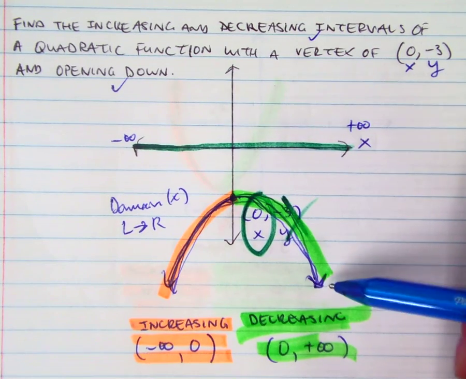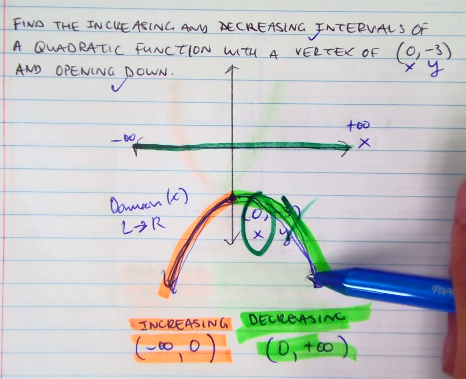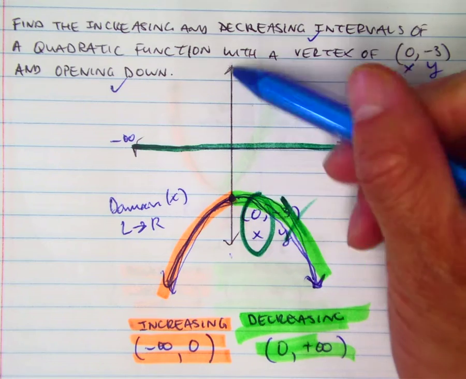Do not look at the arrow pointing down. That student is confused with range. Because remember, range, this would be negative infinity, that would be positive infinity.